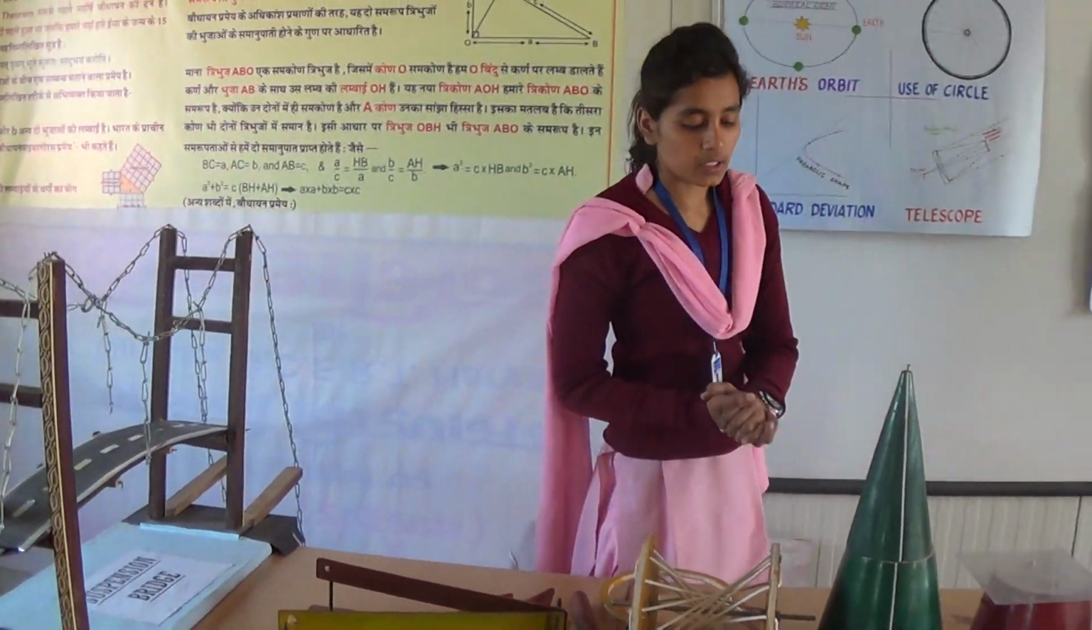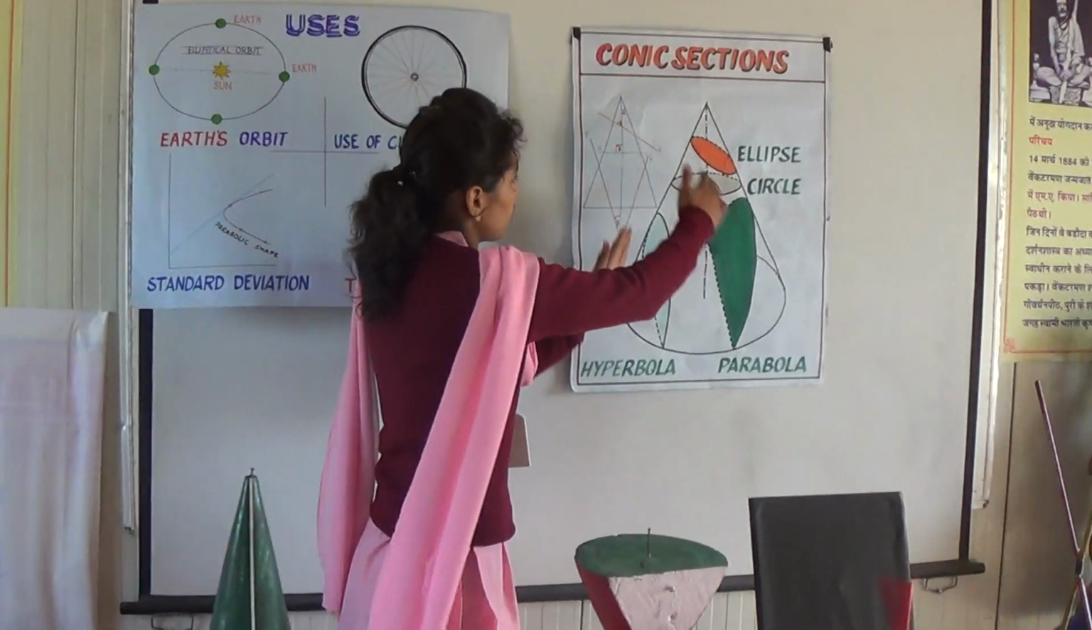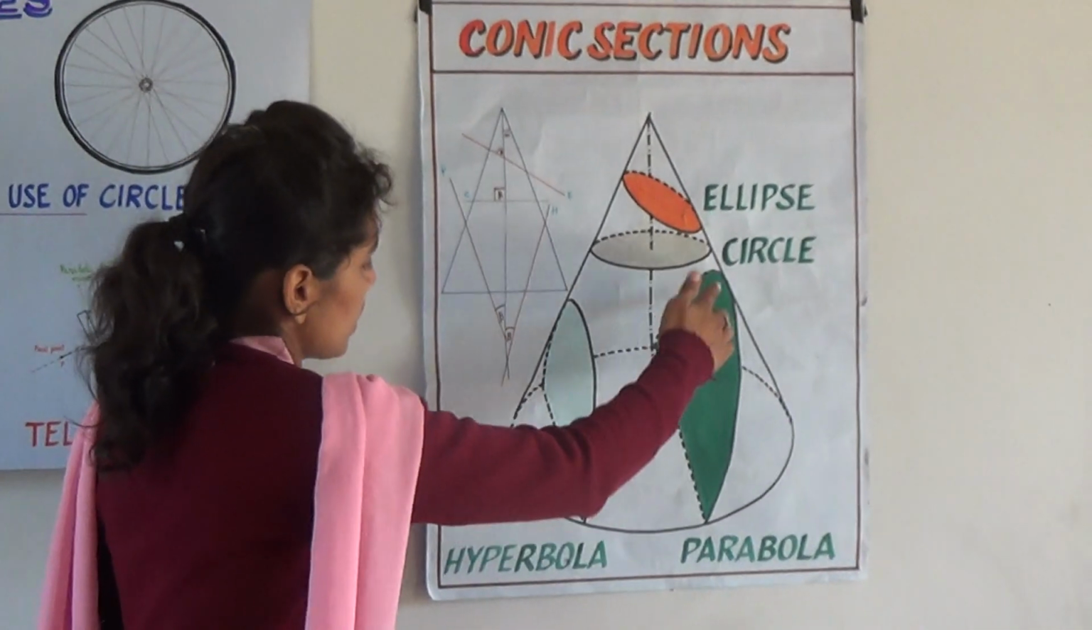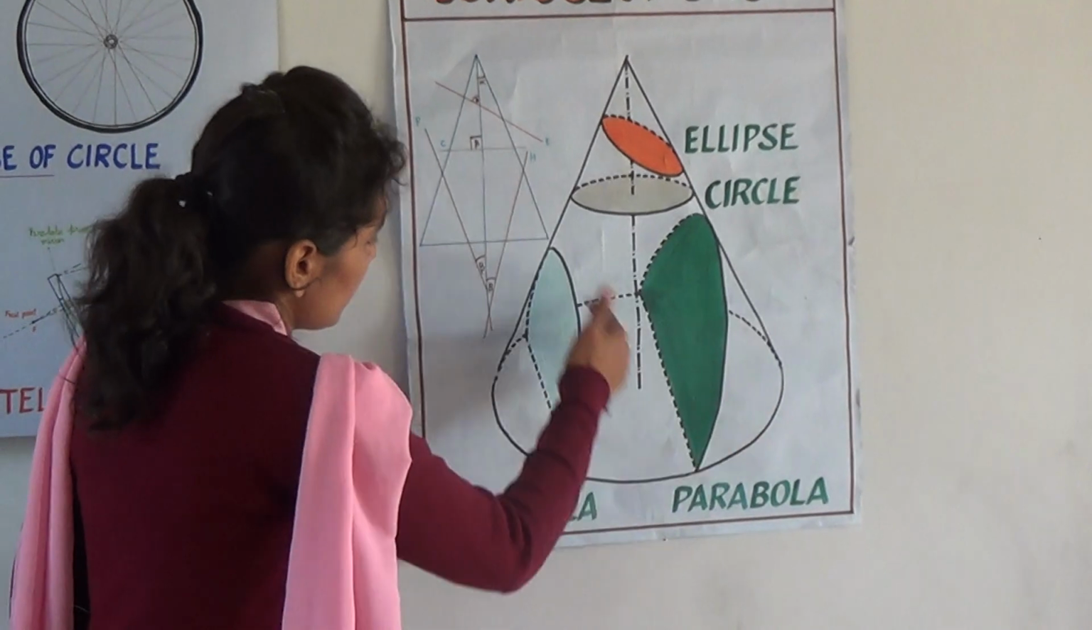Now the conclusion of our model. This is the cone, ellipse, circle, parabola and hyperbola.